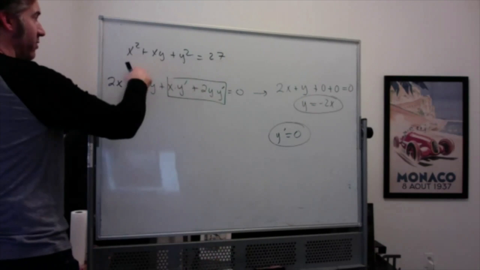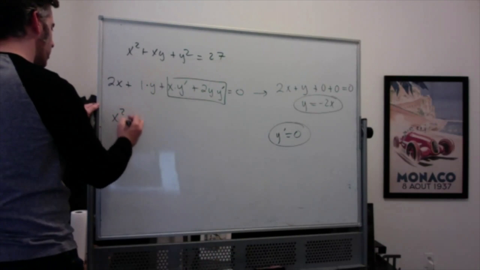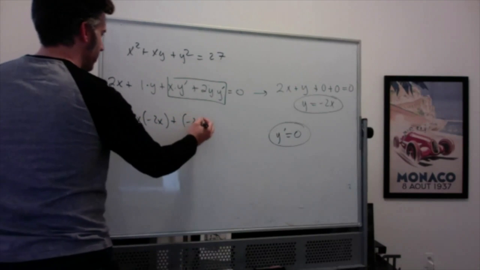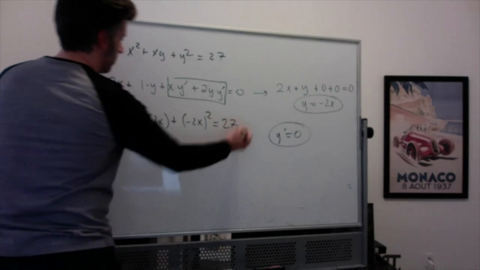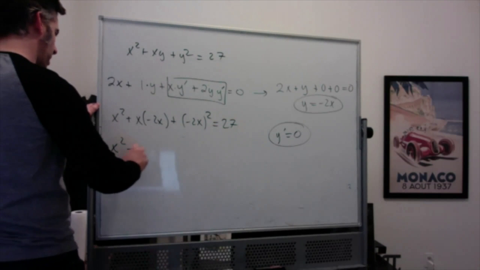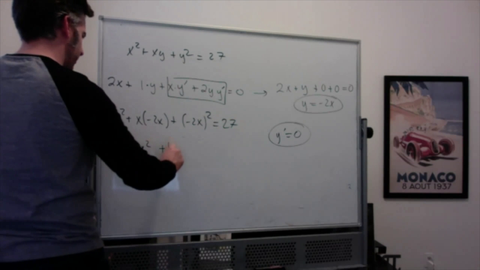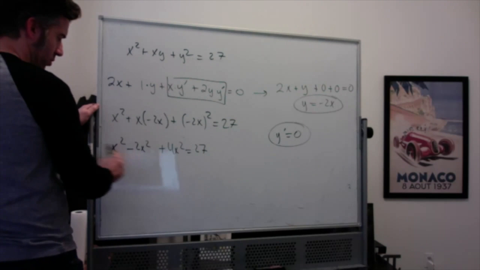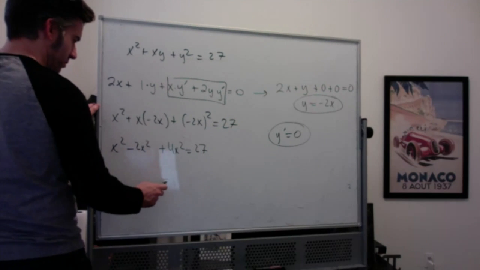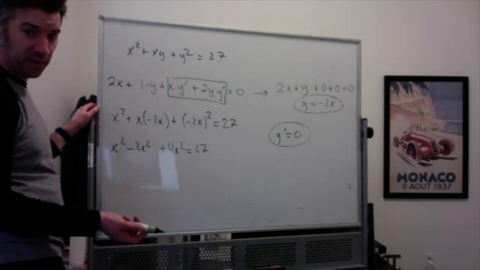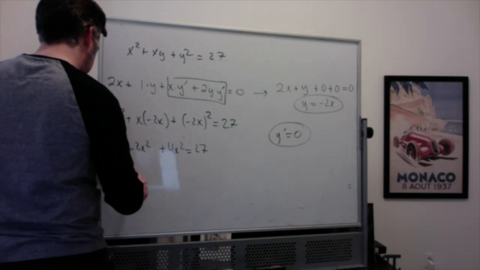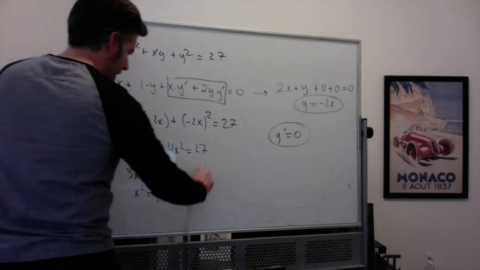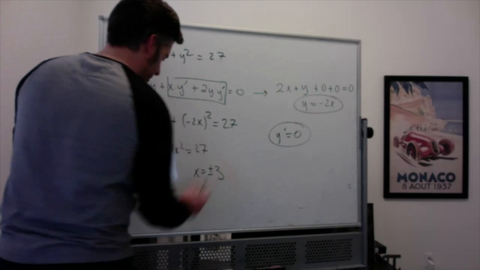So if I plug in negative 2x for y, I get x squared plus x times negative 2x plus negative 2x squared equals 27. So x squared minus 2x squared plus 4x squared equals 27. So 1 minus 2 is negative 1 plus 4 is 3. Someone thought about this question and came up with some nice numbers. So I've got 3x squared equals 27. I've got x squared equals 9. I've got x equal to plus or minus 3.